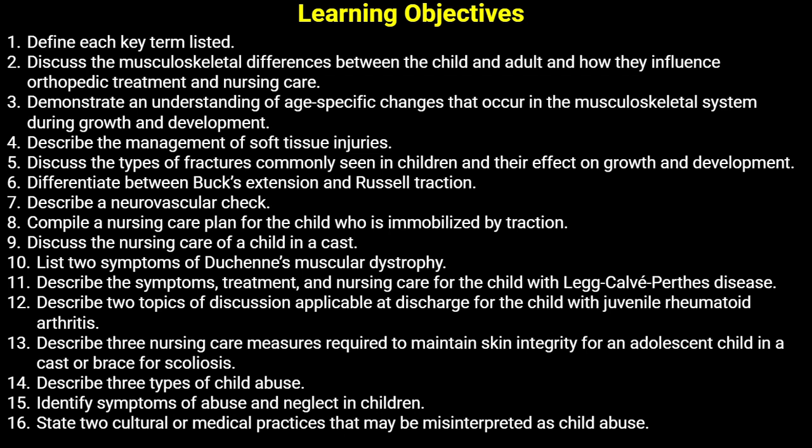By the end of this chapter, you should feel comfortable recognizing common pediatric musculoskeletal conditions, performing an appropriate neurovascular assessment, understanding treatment options such as casts and traction, and identifying complications that require immediate action. These are all skills you are likely to encounter during pediatric clinical experiences and on the NCLEX-PN.